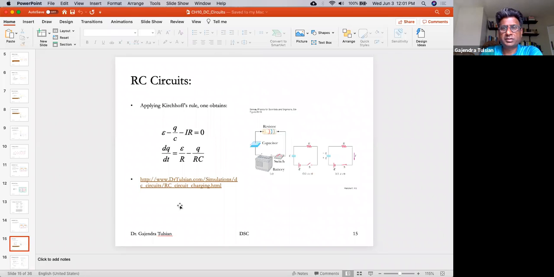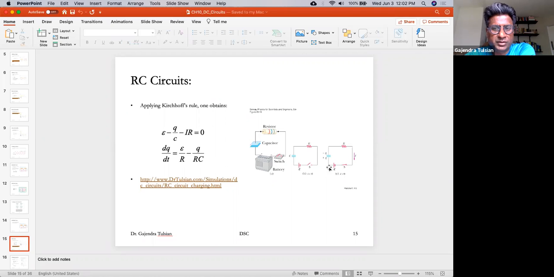Let me summarize this again. So what we did, we're looking at an RC circuit. Here's the circuit. What we want to know is how the current changes in the circuit after you close the switch. You close the switch, and you want to know the behavior of the current and the charging of the capacitor. So to model the behavior of this system, you set up this differential equation.